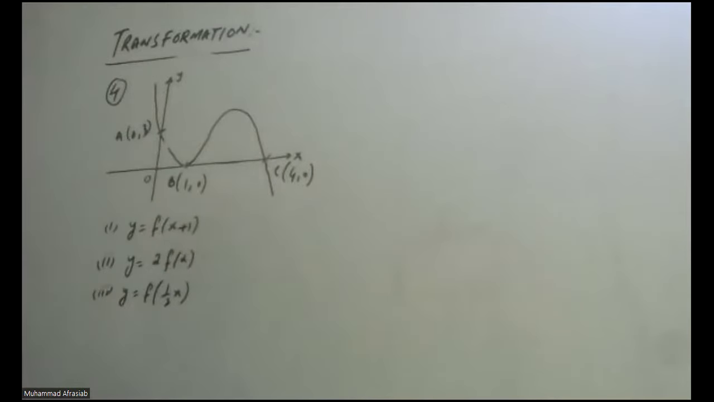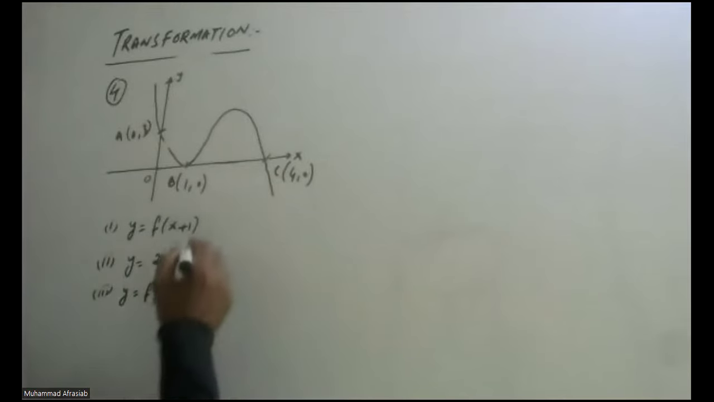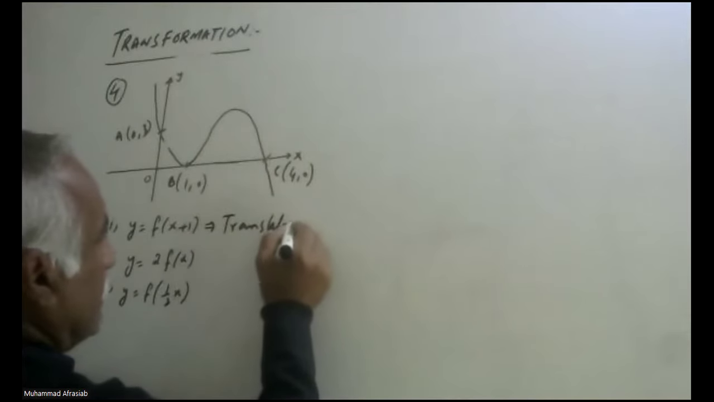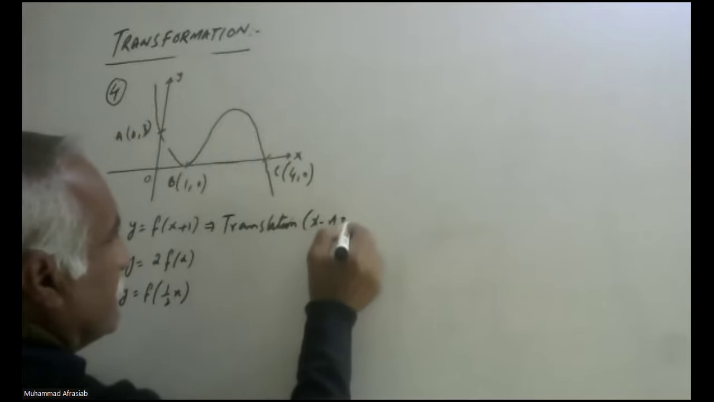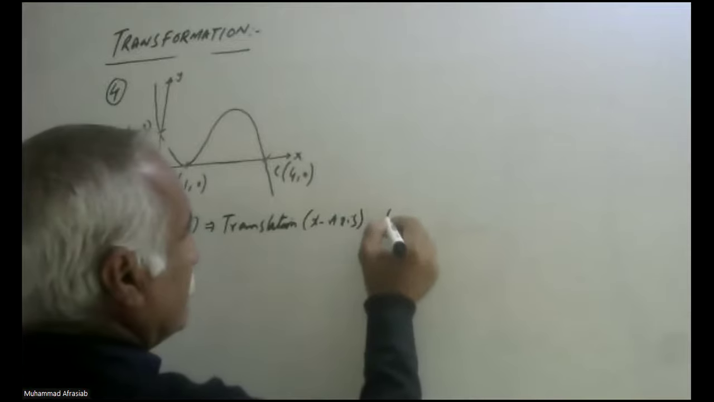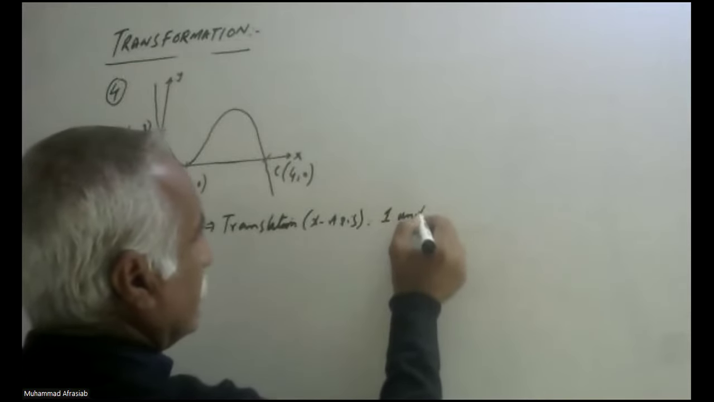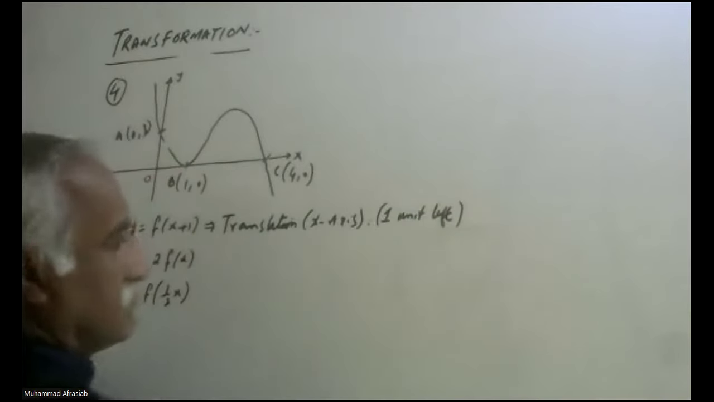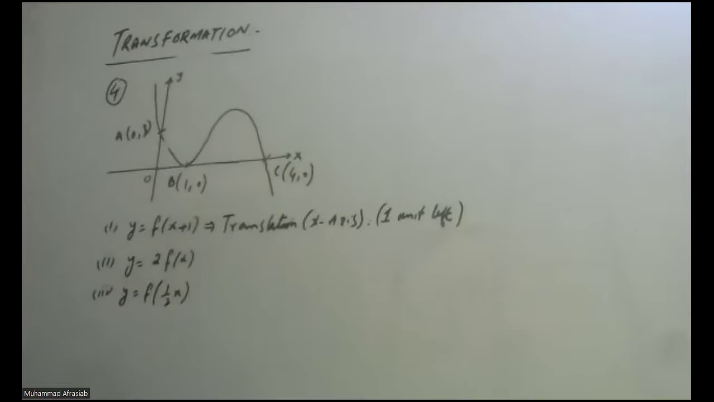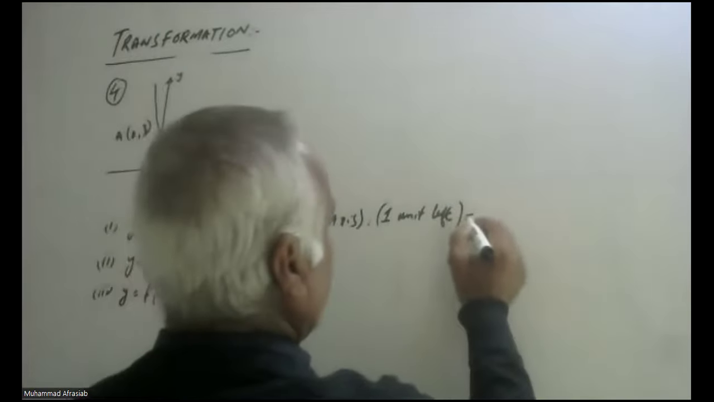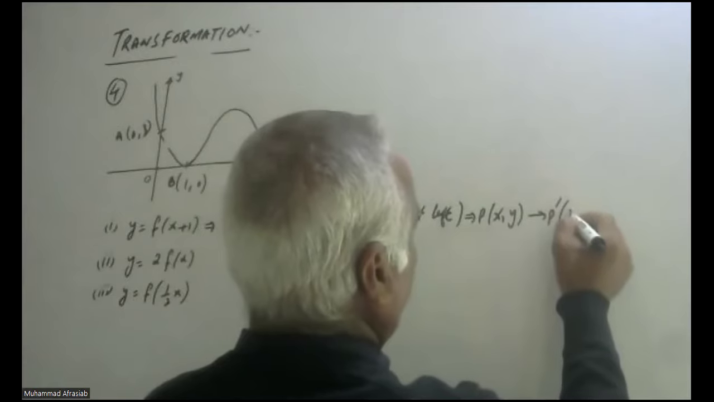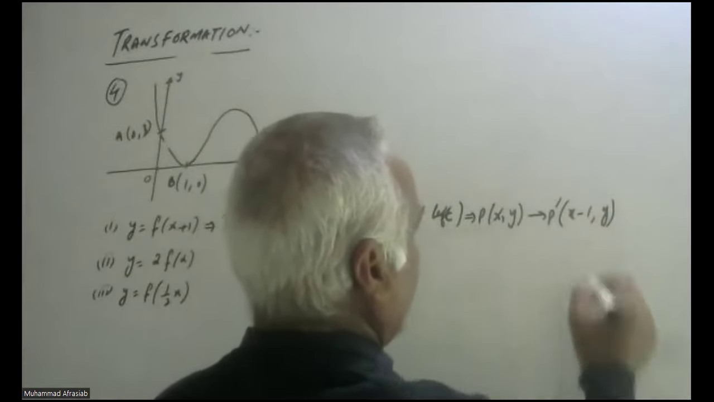Now, we will start this graph. Y is equal to, first part, f of x plus 1. Basically, it is the translation along the x-axis, 1 unit left of the origin. And in matrix form, if P is the point (x, y), then the P dash point would be (x minus 1, y).